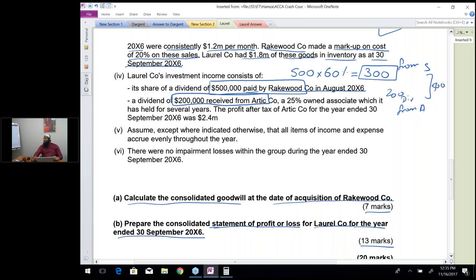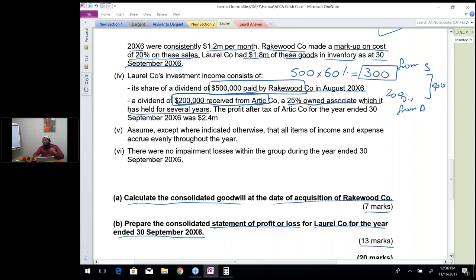This was your question, Simran. Then why has 500 been given in the trial balance or the income statement? Because that is the sum of both 300 and 200. The 500 given in the income statement belongs to both. So a dividend of 200,000 received from Arctic company, a 25% owned associate, which it has held for several years. So do we record dividend income from the subsidiary or associate?